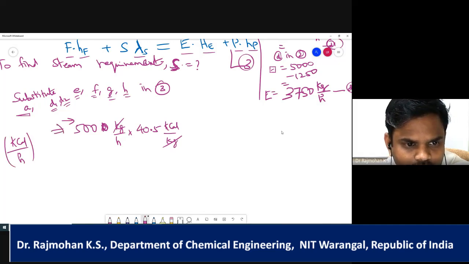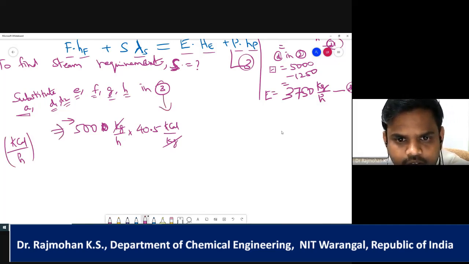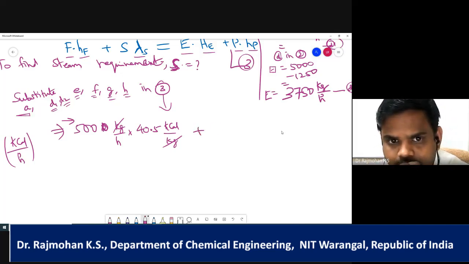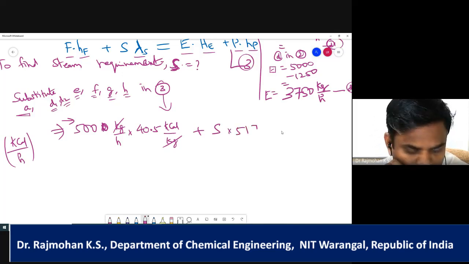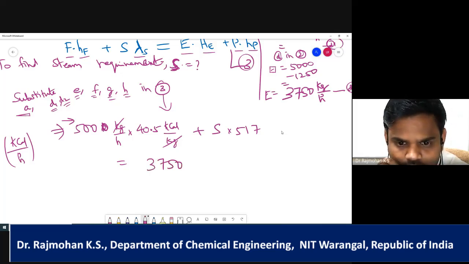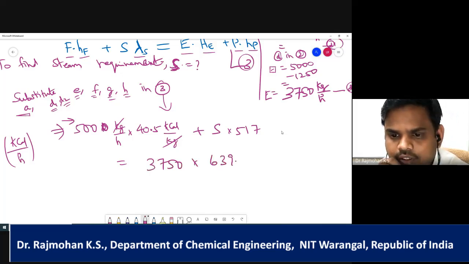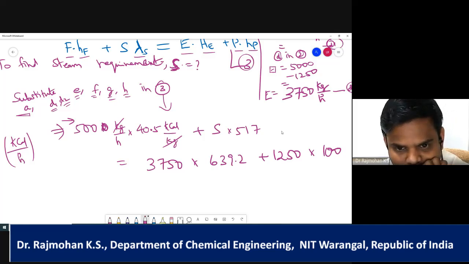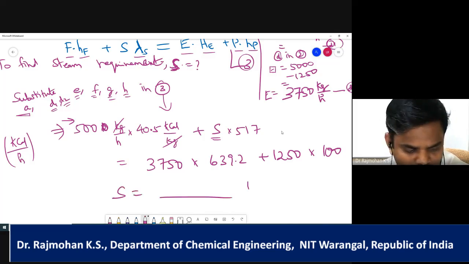Okay, so substituting in this equation, what we get is 5000 multiplied by 40.5 plus S into lambda S we have determined, S into 517 is equal to 3750 into 639.2 plus 1250 into 100. Okay, so this is the only unknown parameter. Simplify to get the value of S. S equal to this much.